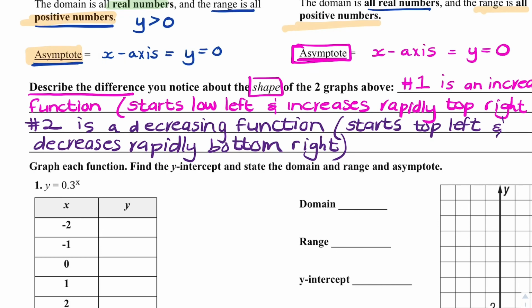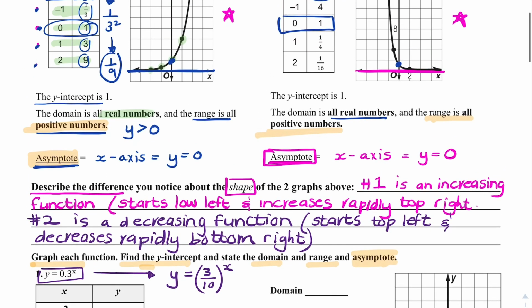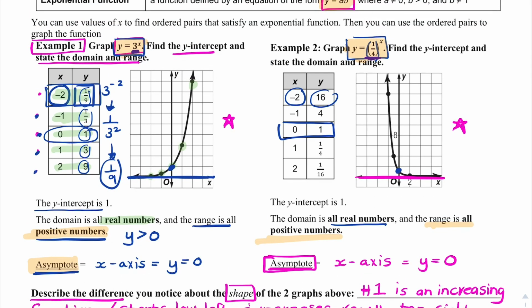Okay, no calculators, please. Let's make sure we're doing this with mental math and showing all of our working. So number 1, graph each function, find the y-intercept, and state the domain, range, and that new word that we've learned today, asymptote. So the first one is y is equal to 0.3 to the power of x. So now what I'm hoping you'll recognize is that is not a whole number, that is a fraction or a decimal. It can also be written as y equals 3/10 to the power of x. So if you look back at your notes, you should now see that that is going to be a decreasing function, just like example number 2 up here.